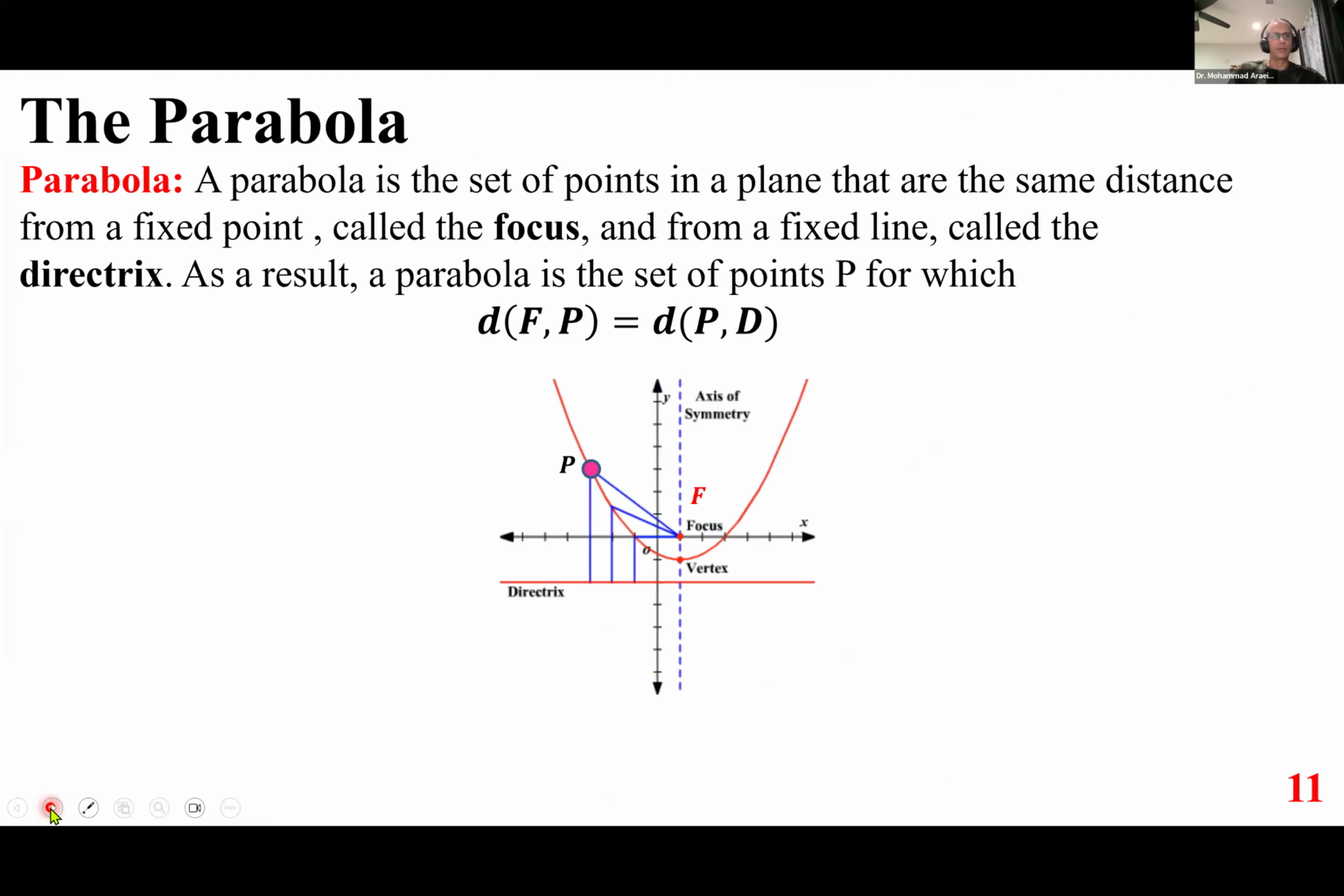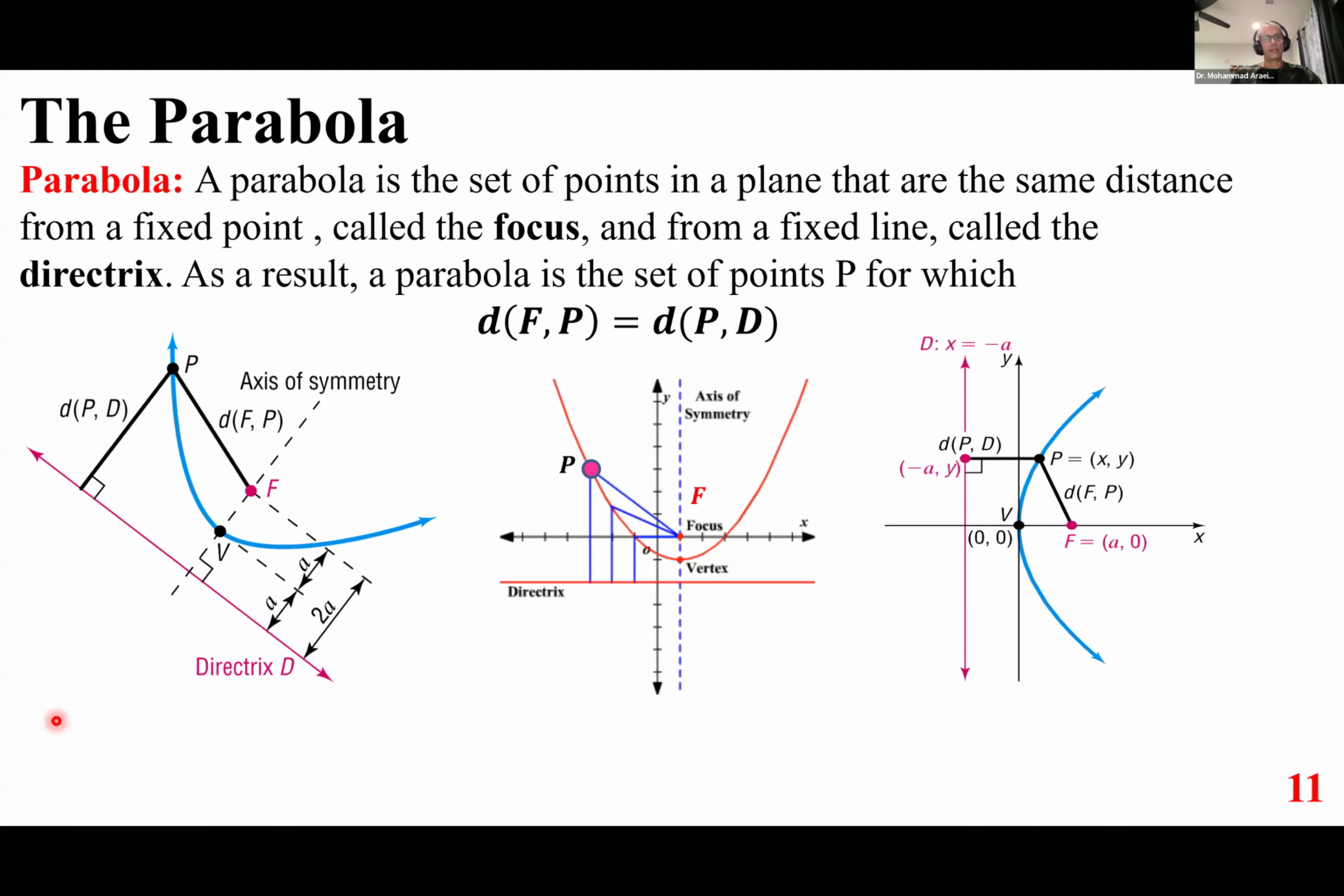The parabola, what is the definition? A parabola is the set of points in a plane that are the same distance from a fixed point called the focus, and from a fixed line called the directrix. As a result, a parabola is the set of points P for which the distance between F and P, F being the focus, equals the distance to the directrix. If you pick a point with coordinates x, y, the distance from that point to the focus, and the distance from that point to the directrix if you drop a perpendicular, are the same. That is the definition.